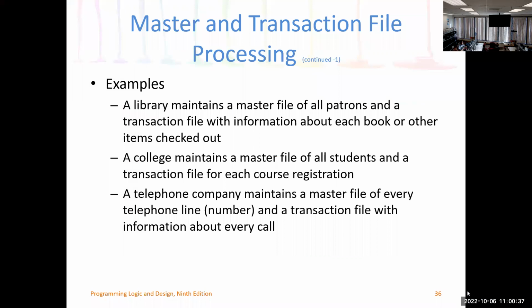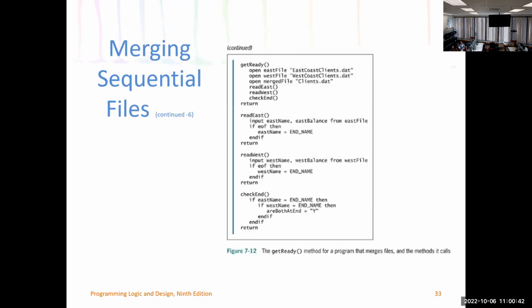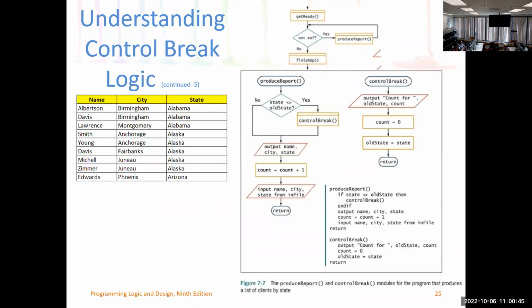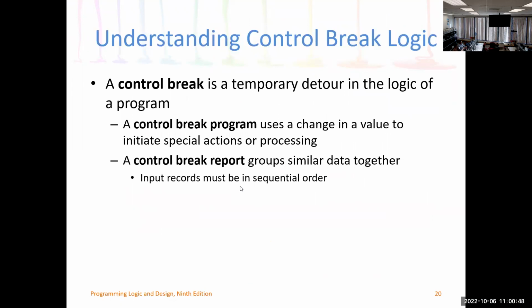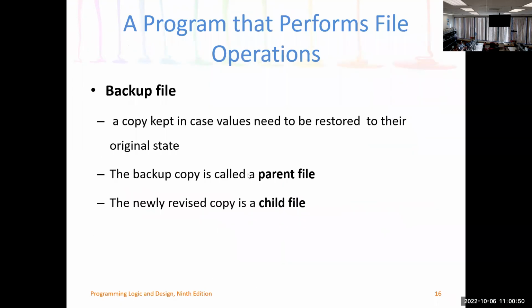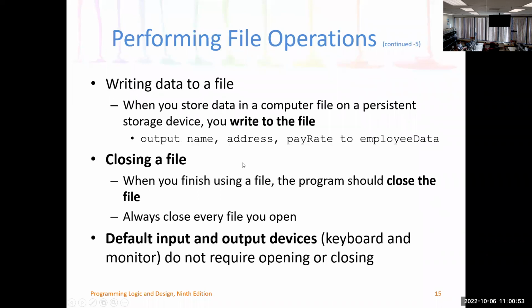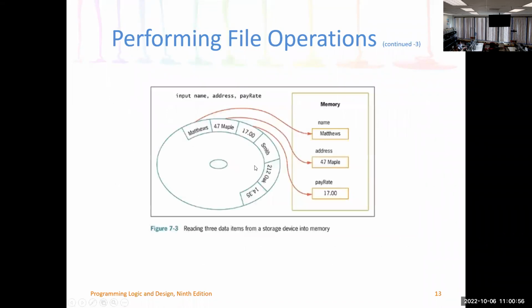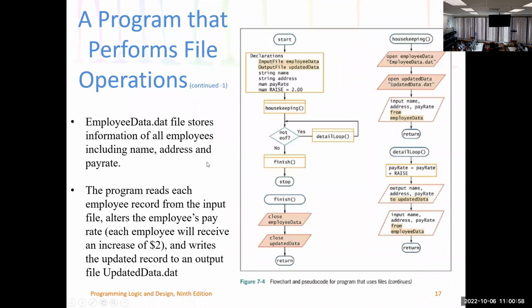Now we go on with working with the file and file processing. So far we have covered the first application when we work with a file, which is that you want to change some information in the file. Think about you have the record of all employees with the name, address, and the pay rate, and you want to update it.